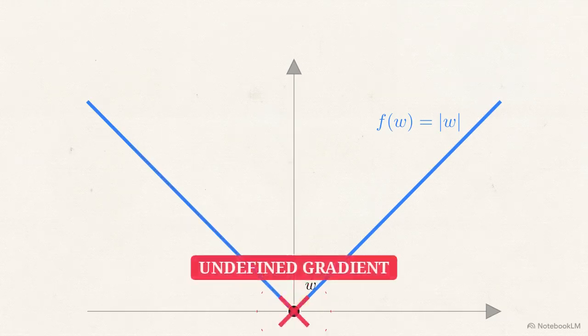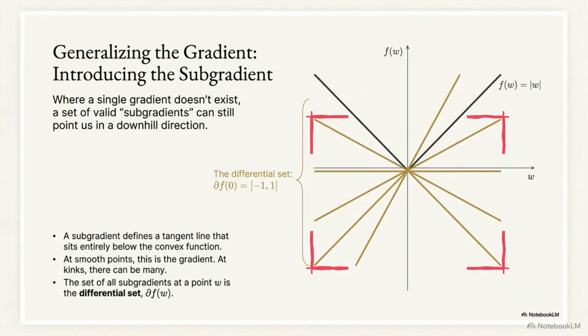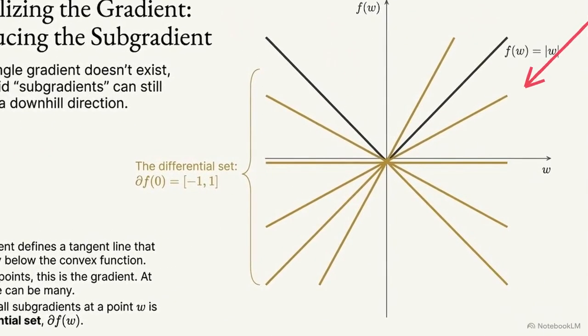To solve it, mathematicians had to invent a completely new directional tool. That elegant mathematical workaround is called the subgradient. This diagram shows how it works. Where a single gradient requires one perfect tangent line, the subgradient accepts any line, like these multiple tan lines, as long as it sits entirely below the convex function. Because there are many lines that can satisfy this rule at a sharp kink, it creates a whole collection of valid downhill directions, known mathematically as a differential set.